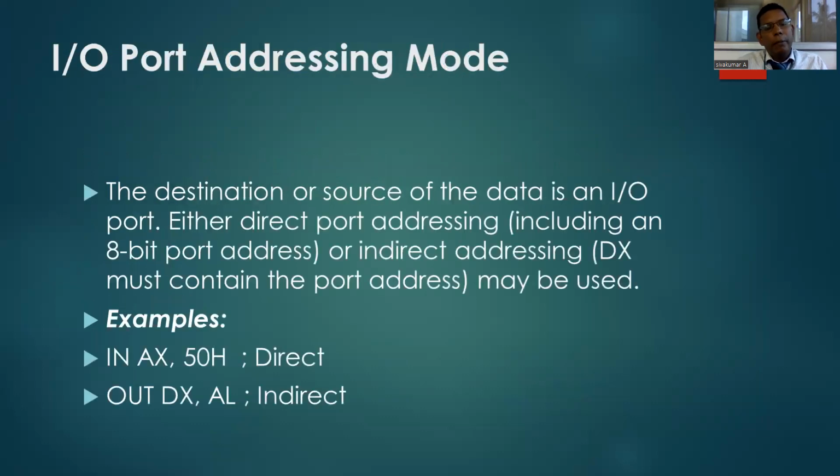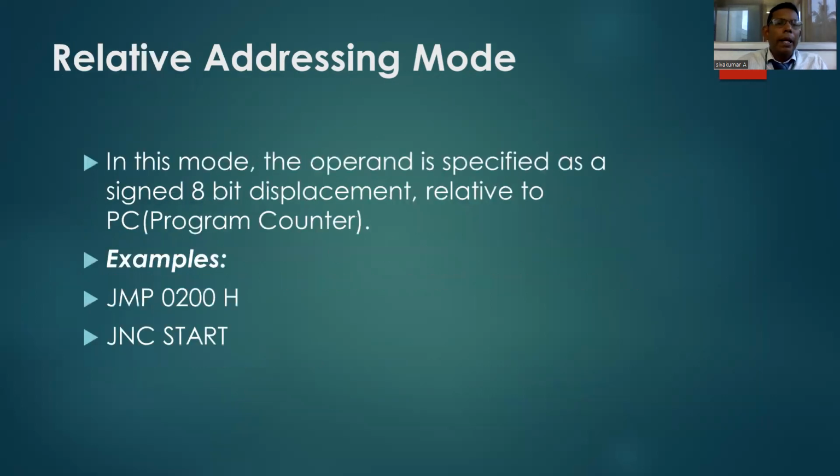IO port addressing means we are using the IN and OUT instructions, which are called IO addressing mode. The destination or the source of the data is an IO port, and either direct port addressing or indirect addressing may be used. Then relative addressing mode means in this mode the operand is specified as a signed 8-bit displacement relative to the program counter. Examples are JMP and JNC.